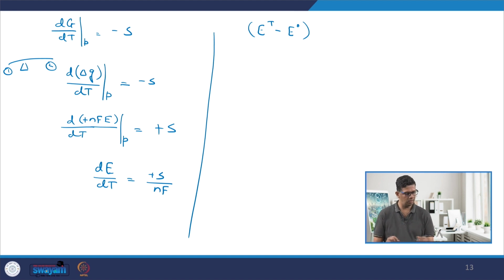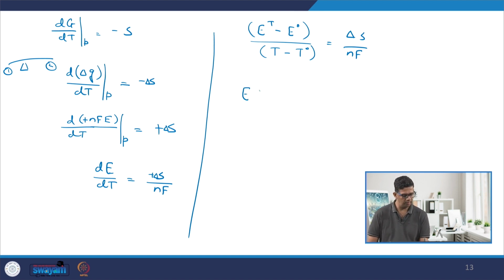So, we are writing in place of dE, and dT is nothing but the arbitrary change from the reference temperature T naught, which is still equal to, I forgot to write delta S here. This is delta S because for the complete reaction it is delta S. So, it is plus delta S by nF. So, let us rearrange the terms, to find out what Et is and what it depends on. So, Et minus E naught equals delta S by nF multiplied by T minus T naught.